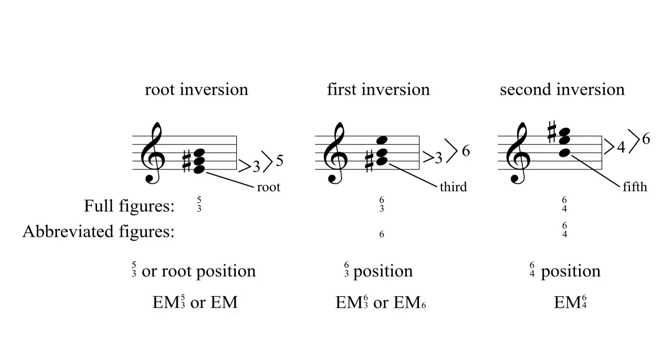Triads are identified by their roots, qualities, and positions. The triad on the left is E major 5/3, which can be abbreviated to just E major. The triad in the middle is E major 6/3, which can be abbreviated to E major 6. The triad on the right is E major 6/4, which has no abbreviation.